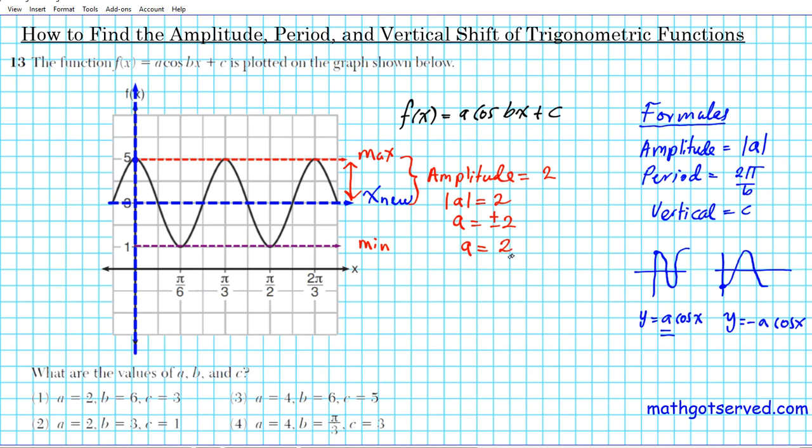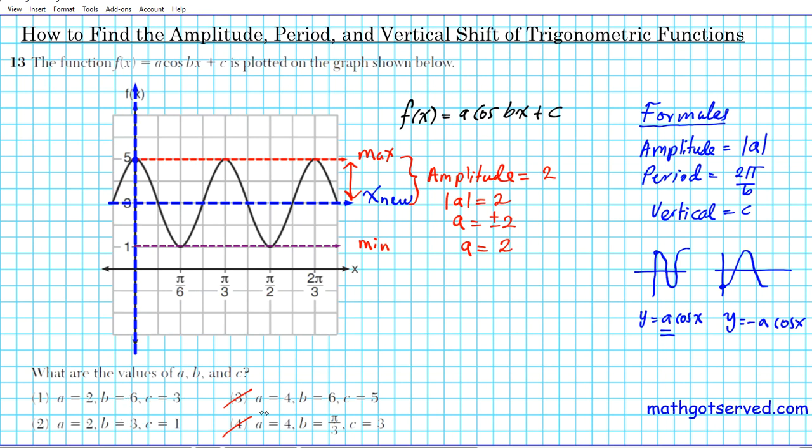We automatically know that a is 2 based on the options, but also thinking about the orientation of your cosine graph, you can automatically determine what the sign of a is. So we can eliminate 3 and 4 since they have the wrong a values. The next thing that can help us figure out the answer is the b value.